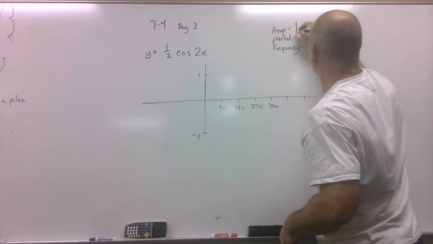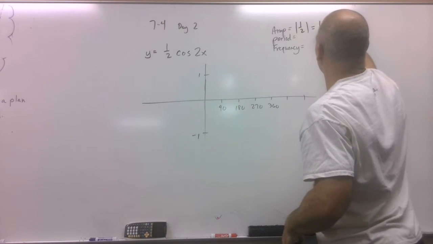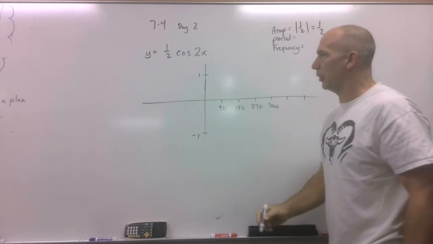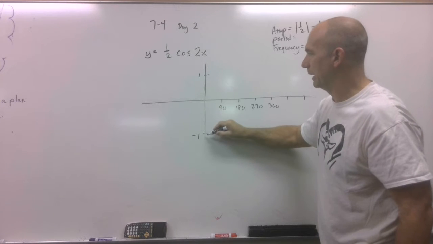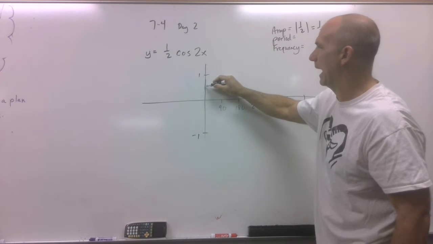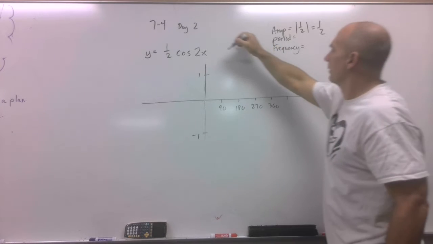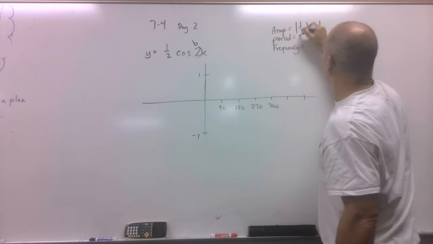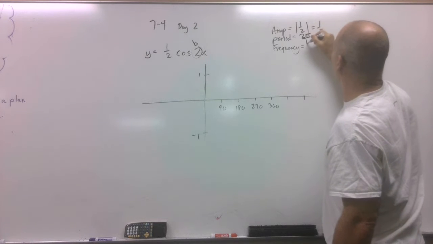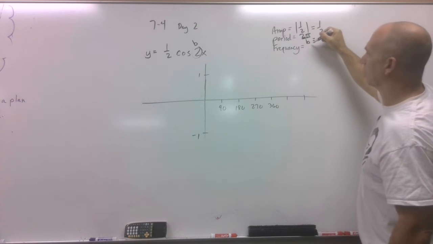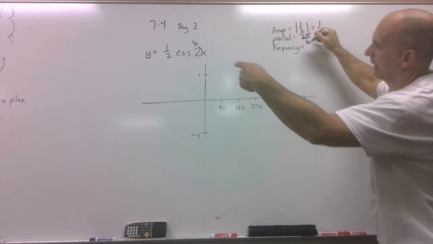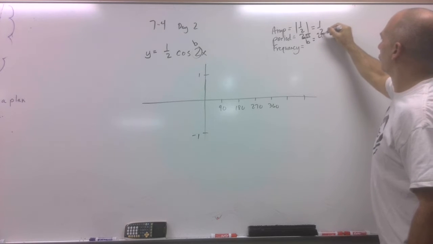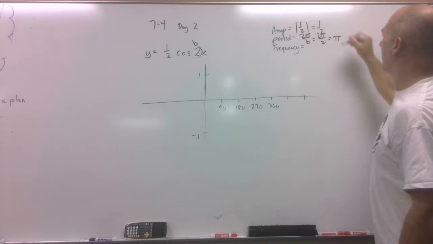So the amplitude is the absolute value of a half, which is a half. So we now know that it's not going to go up to 1 or down to -1, it's only going to go up to a half. This is our period here. That's our letter B. That's going to affect this. So it's 2 pi over the absolute value of B. But in this case, it's positive, so it doesn't matter. So 2 pi over 2 is pi.